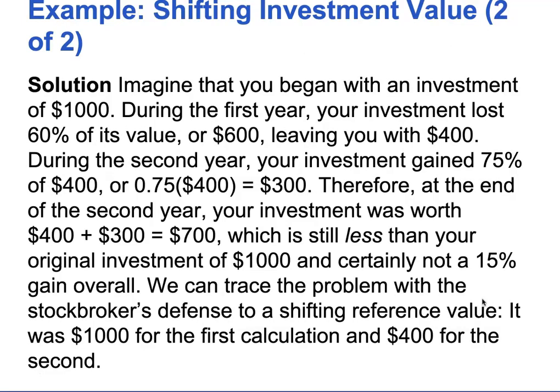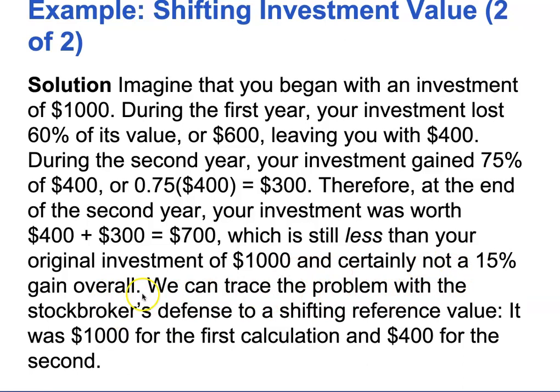Imagine you began with an investment of $1,000. During the first year, your investment lost 60% of its value, or $600, leaving you with only $400. During the second year, your investment gained 75% of that 400, not of the 1,000, of the 400 that was there. So you would take 75%, which is 0.75 of 400, and that equals 300. So you would take your 400 and add your 300. Therefore, at the end of the second year, your investment is worth $700, which is still less than your original investment of $1,000, and certainly not a 15% gain overall.